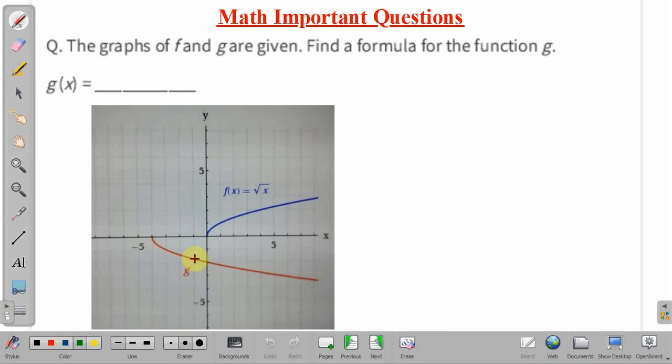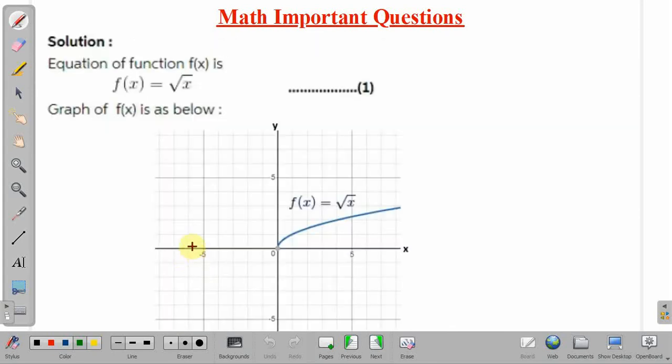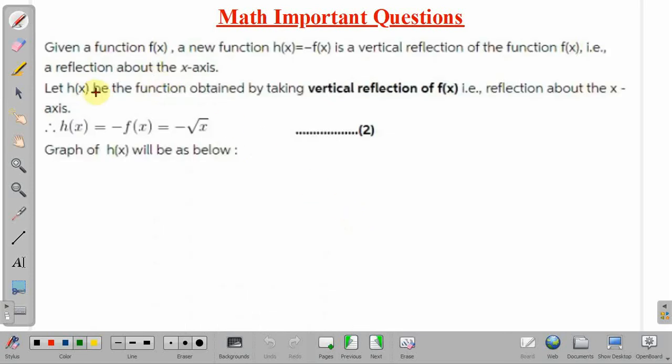So how can we get the function? First, this is the given function f(x) equal to root x, and this is the graph of f(x) equal to root x. So we will take vertical reflection about the x-axis. Let h(x) be a function obtained by taking vertical reflection of f(x), that is, reflection about the x-axis. When we take vertical reflection, our y coordinate will become negative. So h(x) will become minus of f(x), so h(x) equal to minus under root x.